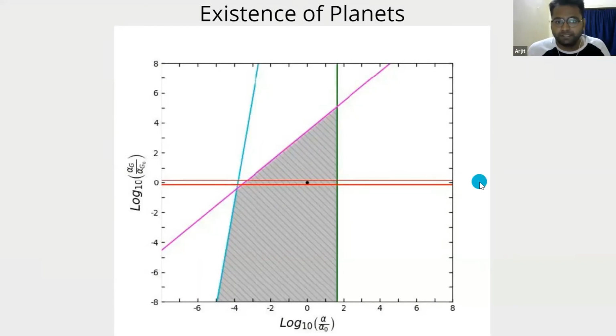The cyan line over here shows that the mass of galaxies should be much more than that of the planet. The red line shows the fact that iron should have more abundance than nickel and chromium. The black dot again represents our universe, and the shaded region is the viable region for planets to exist in the multiverse scenario.